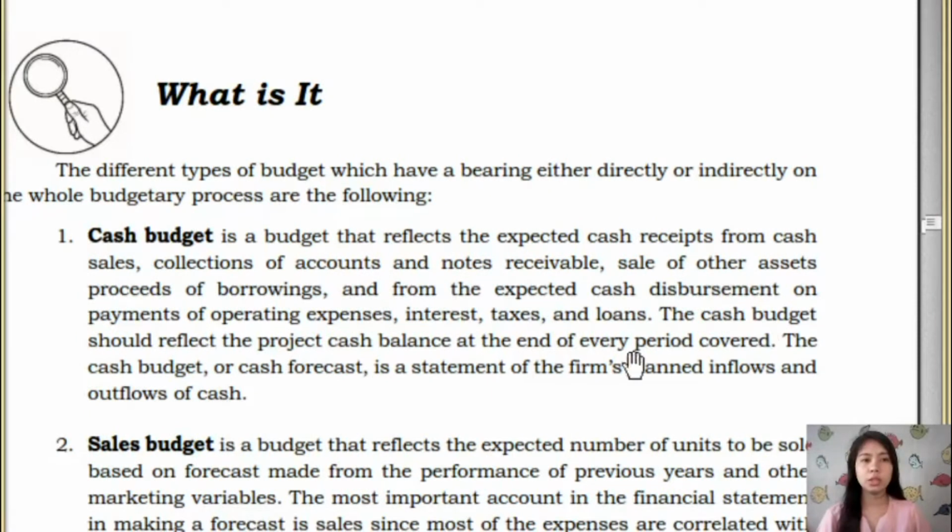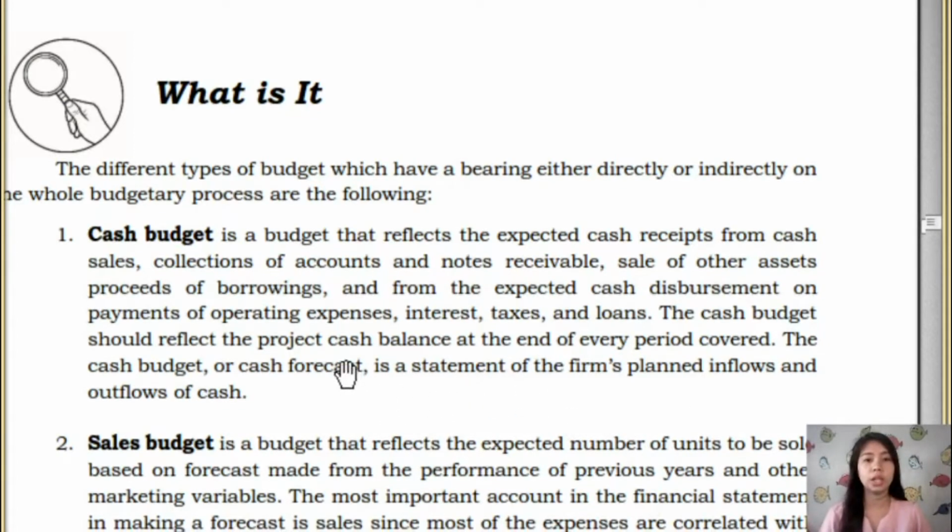The cash budget should reflect on the project cash balance. Let's say, for example, ilan yung lumabas, ilan yung bumalik. So, ilan yung balancing cash or ilan yung natitirang cash, cash on hand, or even cash on bank. So, you have to reflect everything on the project cash balance. The cash budget, or also known as cash forecast.